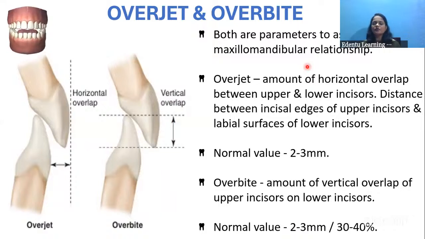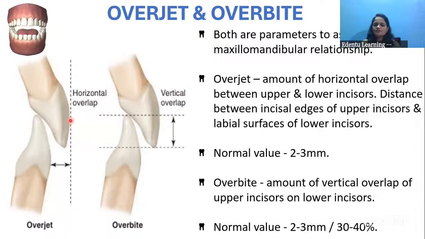Okay, next we'll look at the overjet and overbite. These are topics that are exclusively seen in your 4th year subjects like orthodontics, but here we are just telling about this in a gist, because these questions were frequently asked in your previous question papers, so that's why we are discussing this in a very small manner. Overjet and overbite are the parameters to assess the maxillomandibular relationship. That is how the relationship between maxilla and mandible is determined with the help of overjet and overbite.